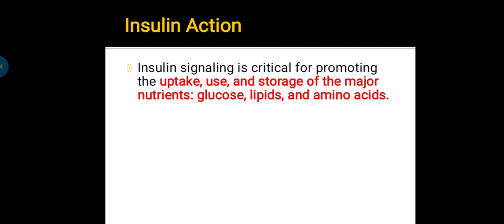Now insulin action, you have read it in physiology, but once again we have to recapitulate it. Insulin signaling is critical for promoting the uptake, use and storage of the major nutrients. Not only glucose, it also helps in the uptake and storage of proteins and lipids. So glucose, lipids, amino acids, the cellular uptake of all these agents is increased by insulin.